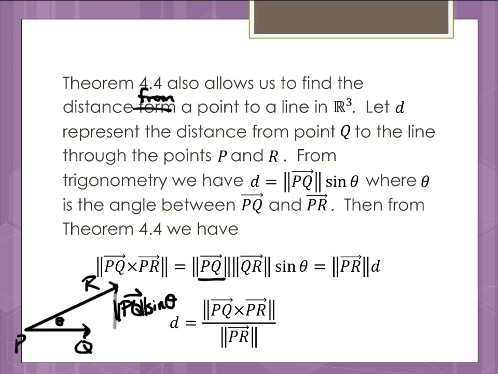Oh, there's a typo, that should say PR. I'm sorry, that's PR. The magnitude of PQ times sine of theta is D, which leaves us with the PR right here, which is correct. And then I've got the PQ times the PR magnitude, divided by the magnitude of PR if I were to divide to get this solved for D.